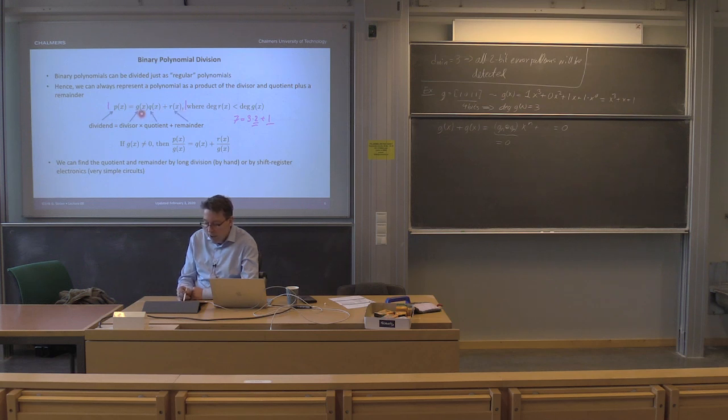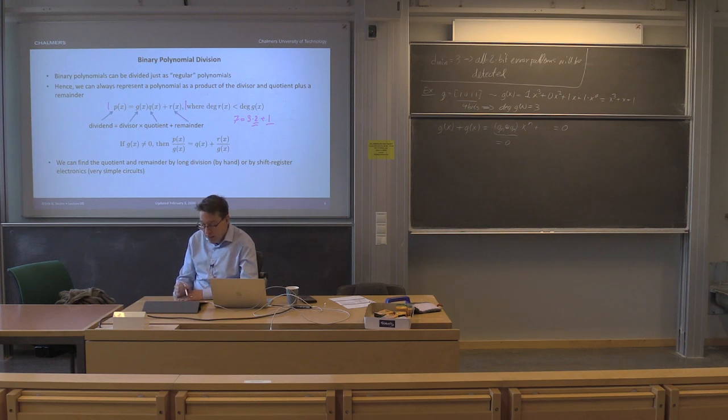And if G, the divisor here, is non-zero, then it makes sense to divide the left-hand side and right-hand side with G. So P divided by G, this is the division that we would like to carry out, results in the quotient plus the remainder divided by G.